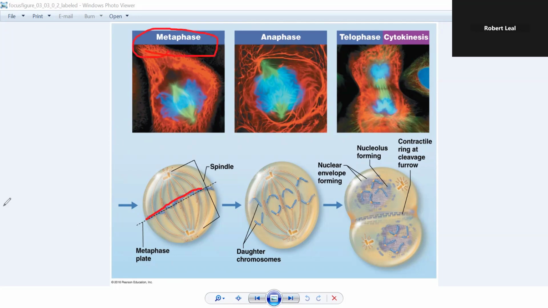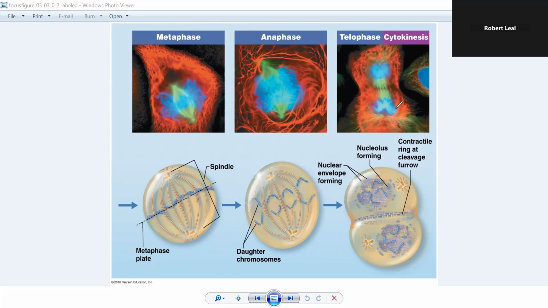And then anaphase. Well, these centrioles here, they're attached to the chromosomes. Now they're separating out the sister chromatids. So when you separate out the chromosomes and you see space between the chromosomes, when they're being separated, you know you're in anaphase, separation of the chromosomes.